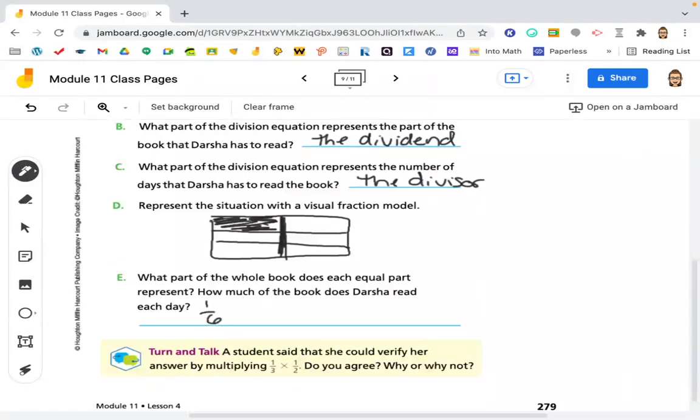How much of the book does Darsha read each day? 1/6 of the book.